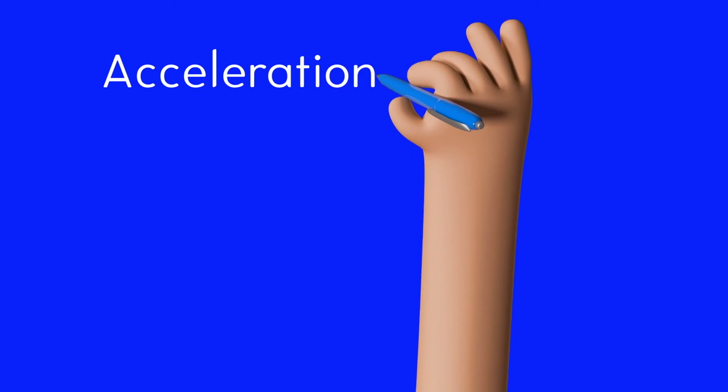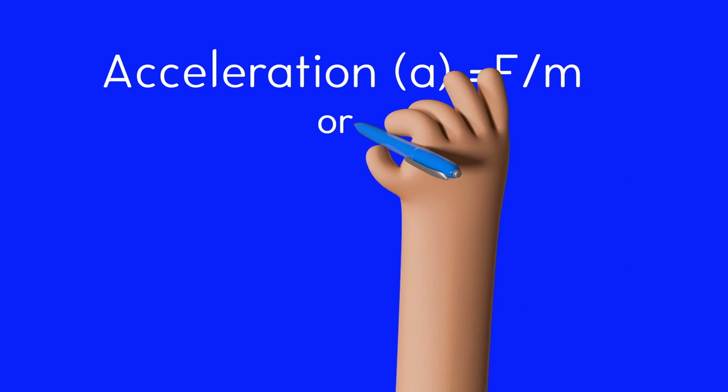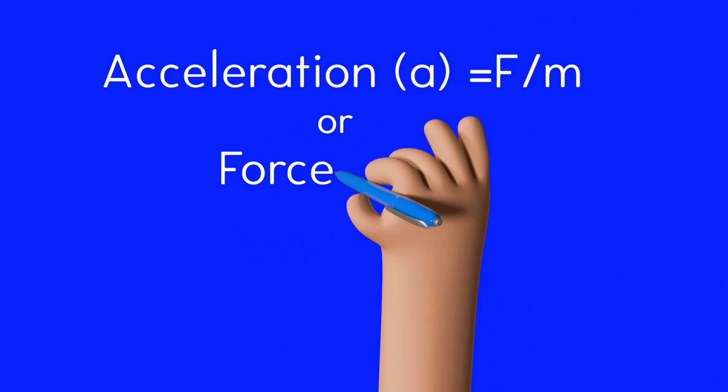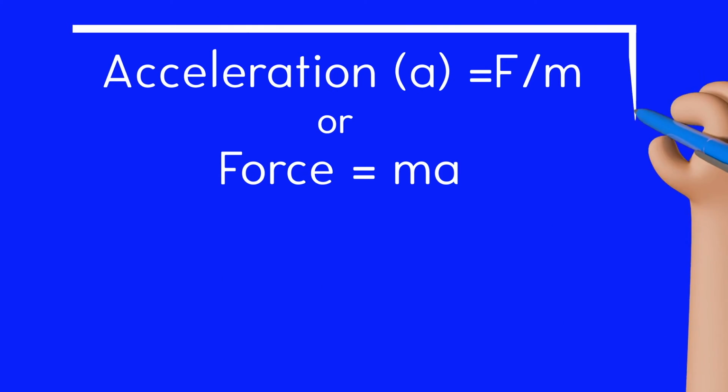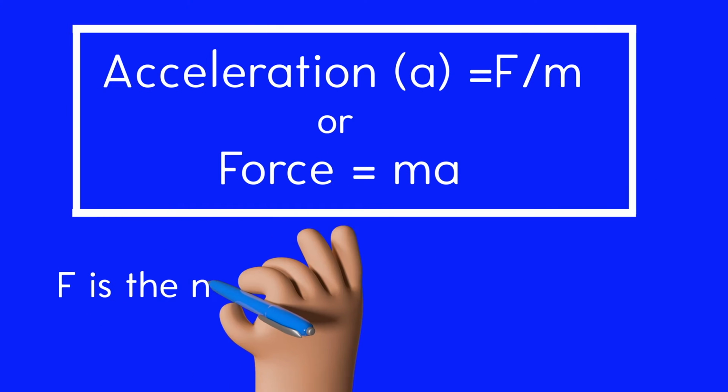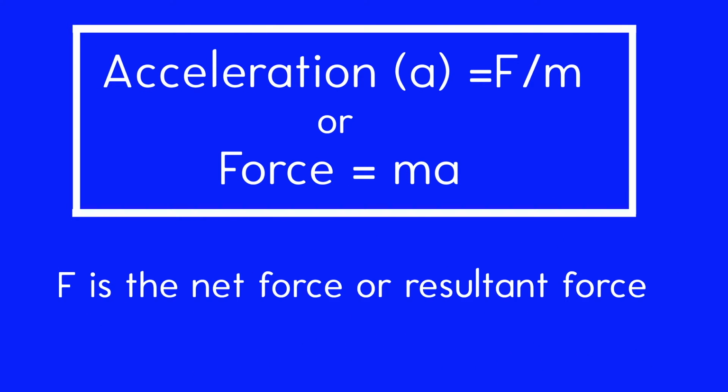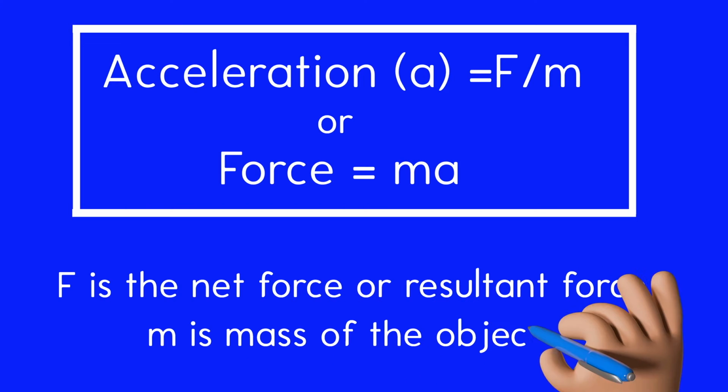Acceleration, a, equals F over m, or force is the product of mass and acceleration. F is the net force or resultant force, and m is the mass of the object.